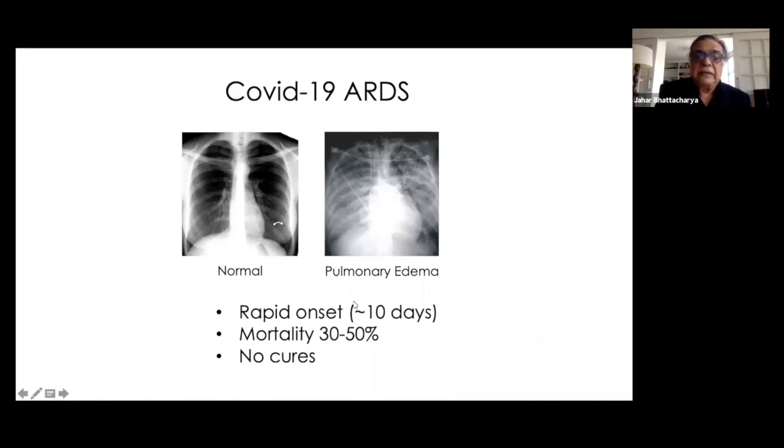pulmonary edema. Now in COVID-19, this disease is particularly vicious because it's of rapid onset, happens within 5 to 10 days. The mortality is 30 to 50%, and there are no cures. And so our goal is to understand basic mechanisms to come up with cures.